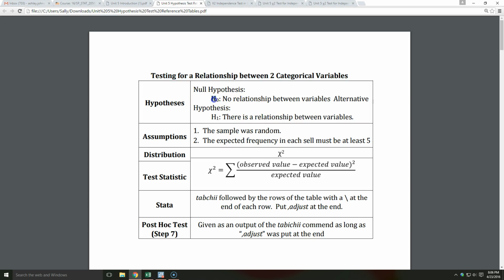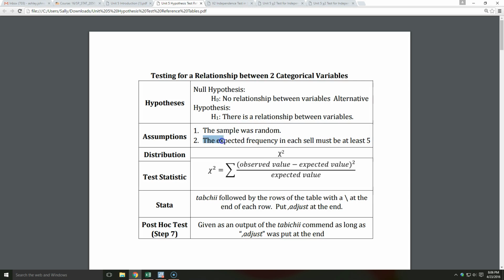Our H0, I always remember that H0 is no, and H0 is no relationship between the two categorical variables. And your H1, the alternative hypothesis, is that there is a relationship between the variables. Our assumption, we want a random sample, but again, in reality, this can't always pass even if we want it to. And then this seems like it's really different at first, but it does kind of have a similarity to the proportion assumptions. If we remember the assumptions for the 1 and 2 population proportions, there had to be at least 5 successes and 5 failures for each population.